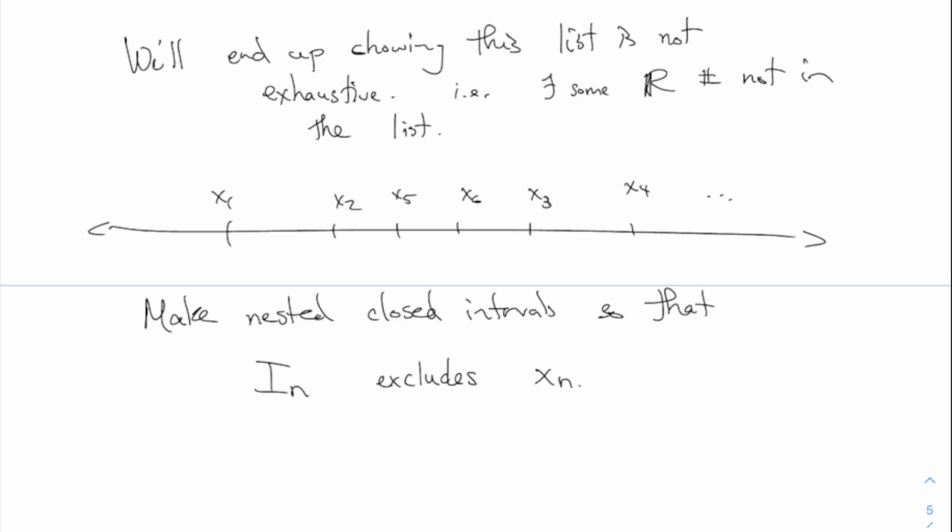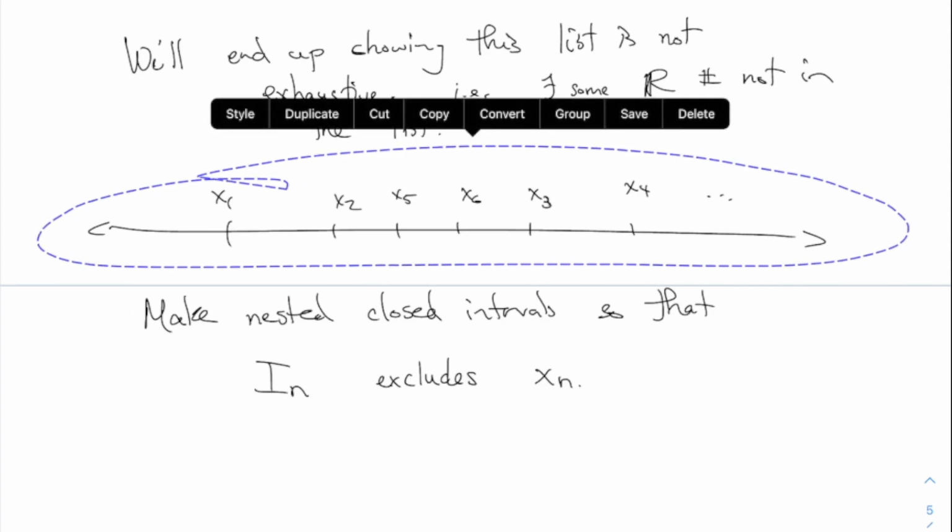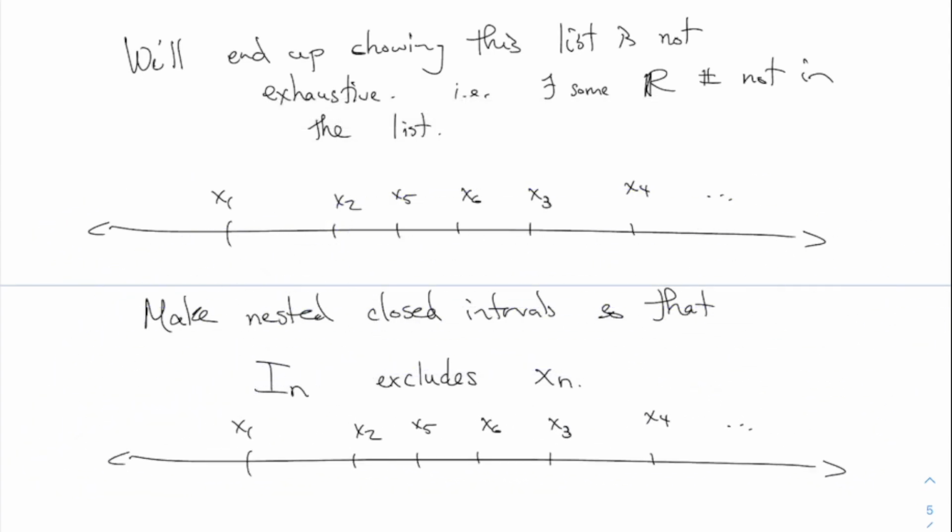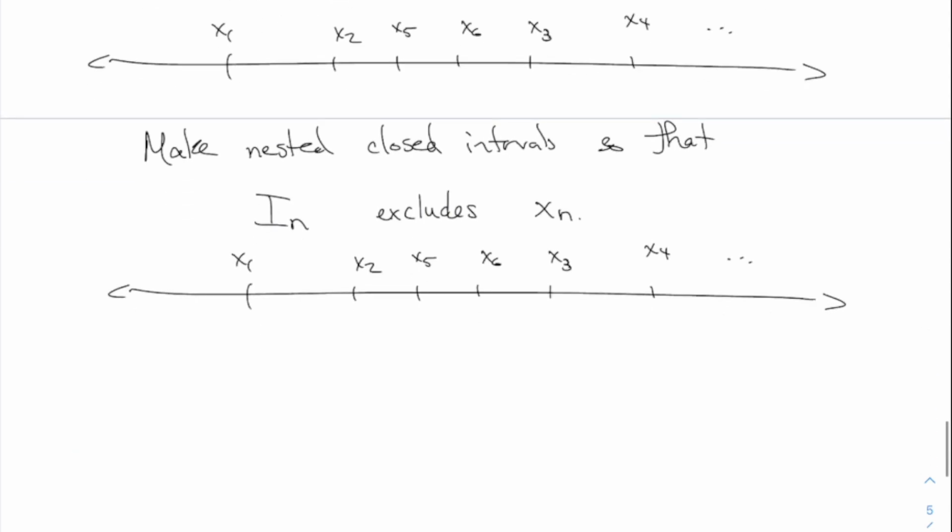On this picture, I1 is not nested with anything because it's the first one, but I1 is supposed to be a closed interval which excludes x1. It could be anything. I know you can't do this on your paper, but I'm just going to try and line things up here. Let's say I1 is an interval like that. It's any closed interval which excludes x1. That's the important thing here, that x1 is being left out of this interval.